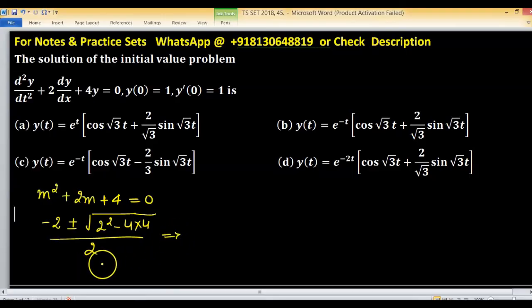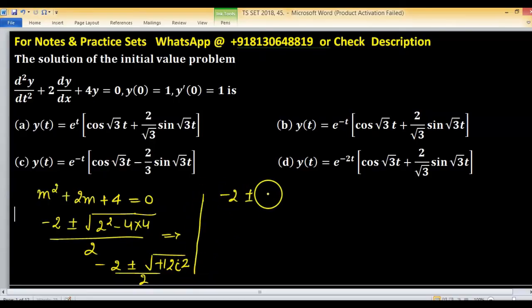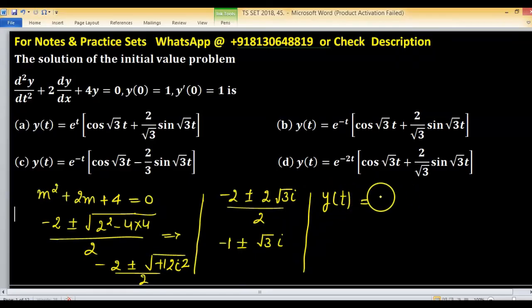This implies minus 2 plus minus root of minus 12, or you can write 12 iota square, divided by 2. This one is equal to minus 2 plus minus 2 root 3 iota upon 2, and after further simplifying, we have minus 1 plus minus root 3 iota. So the complementary function y(t), because t is the independent variable, will be equal to e raised to the power minus t, bracket, a cos root 3t plus b sine root 3t.